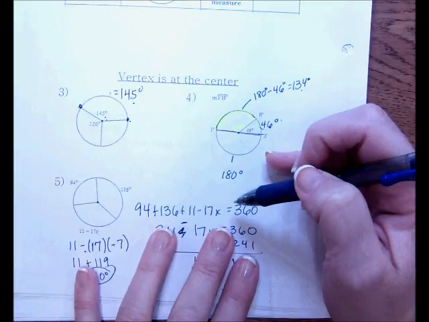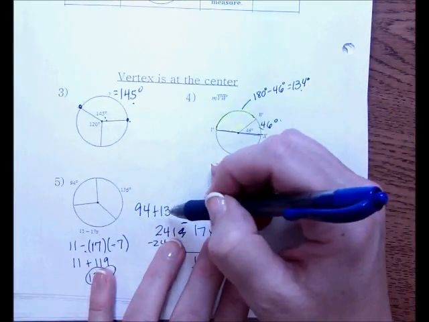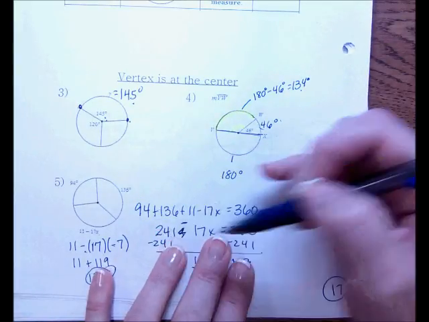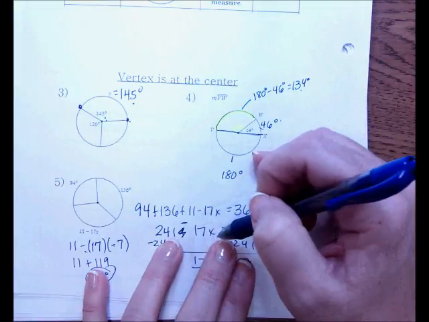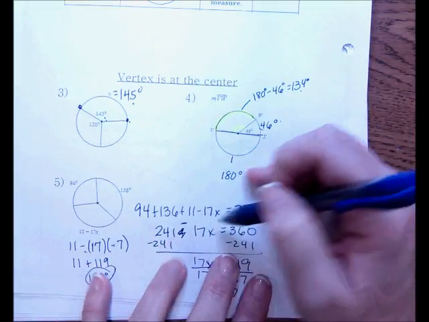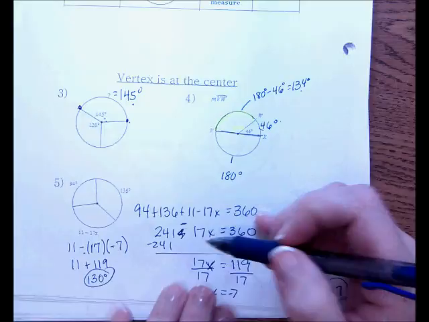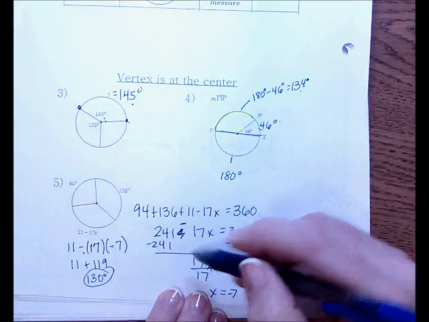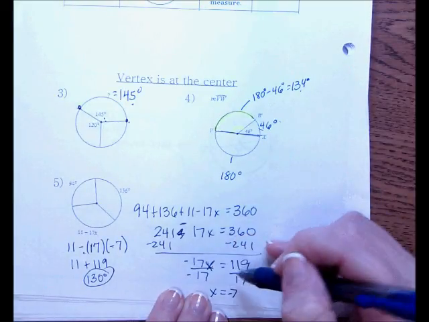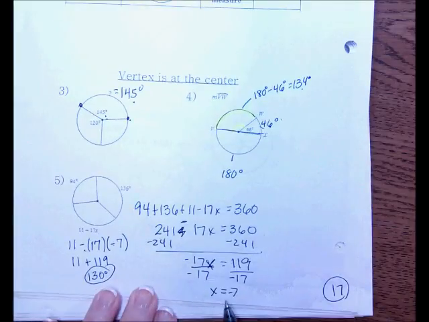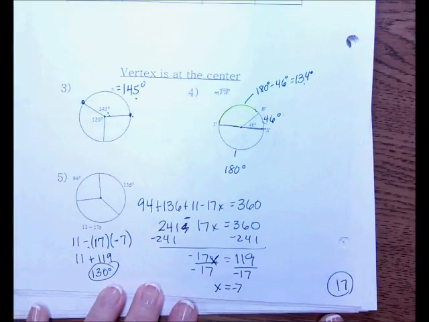Okay, so I just use my algebra skills. I combine like terms. 94 plus 136 plus 11 is 241. Minus 17x is equal to 360. Subtract 241 from both sides. Divide by negative 17. And I come up with x is equal to negative 7.